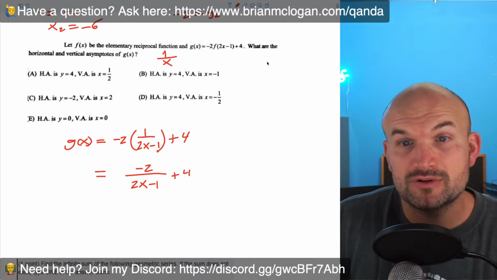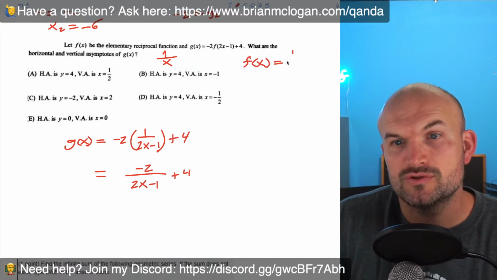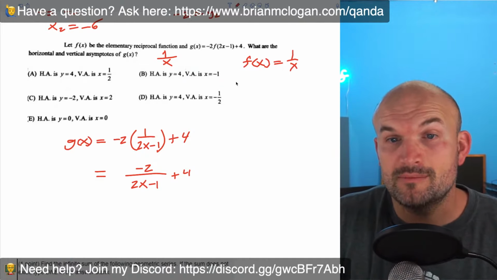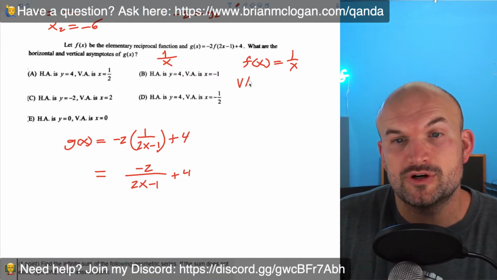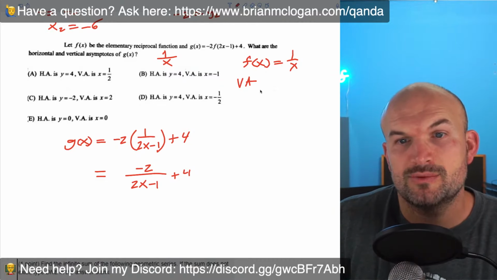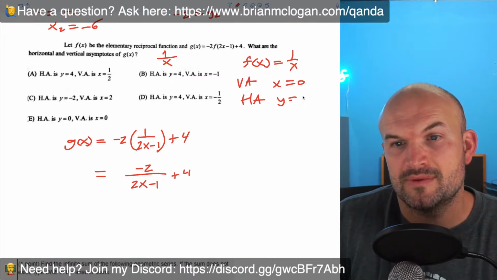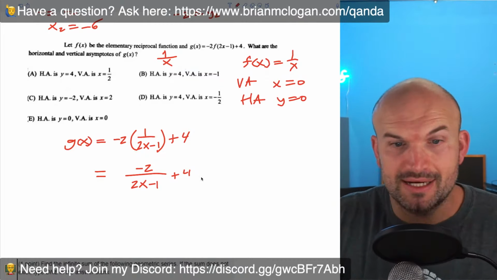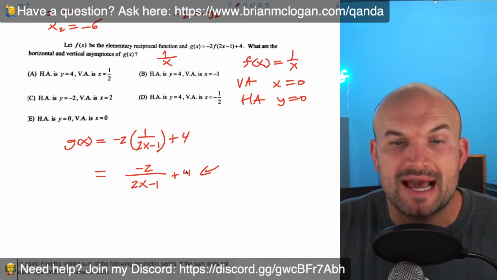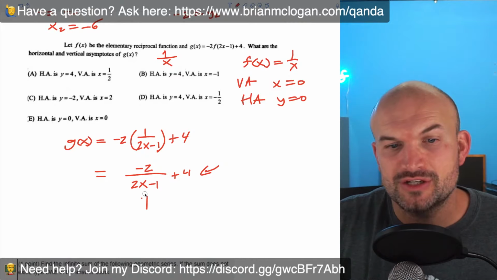So if I just said f of x equals 1 over x, then my vertical asymptote would be x equals 0, and my horizontal asymptote is y equals 0. Okay, so now we need to understand what are the transformations that are going to be impacting my graph. If you look at this 2x minus 1, that's going to shift the graph right 1/2.